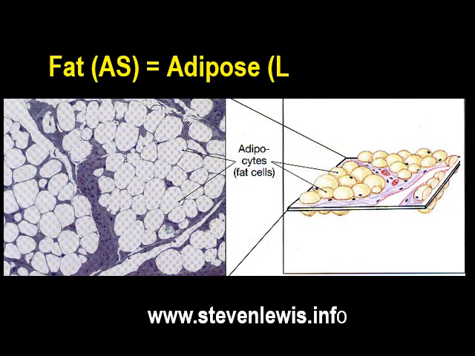Probably the most hated type of connective tissue is fat connective tissue, which is more technically referred to as adipose connective tissue. Adipose is the Latin word for fat. The Greek word for fat is lipos, from which we get lipid.